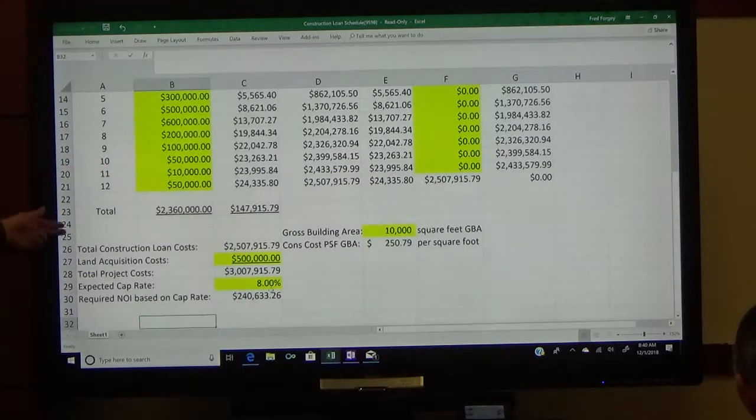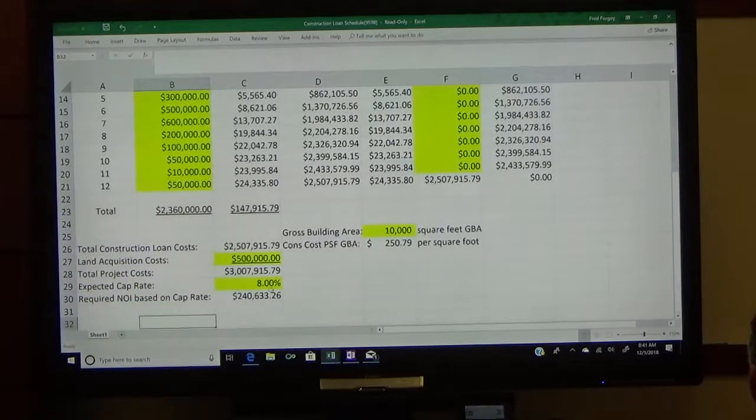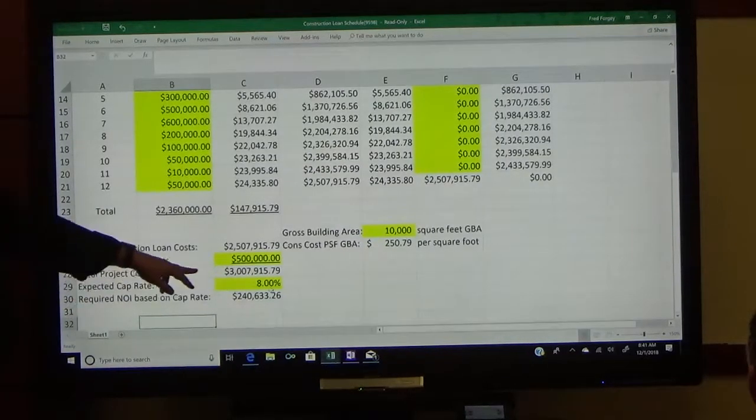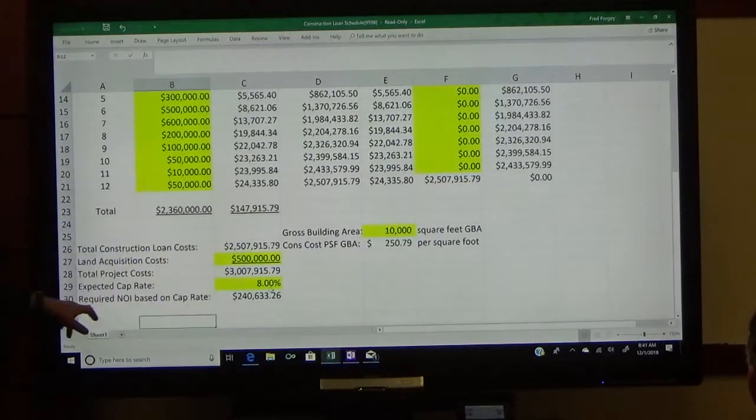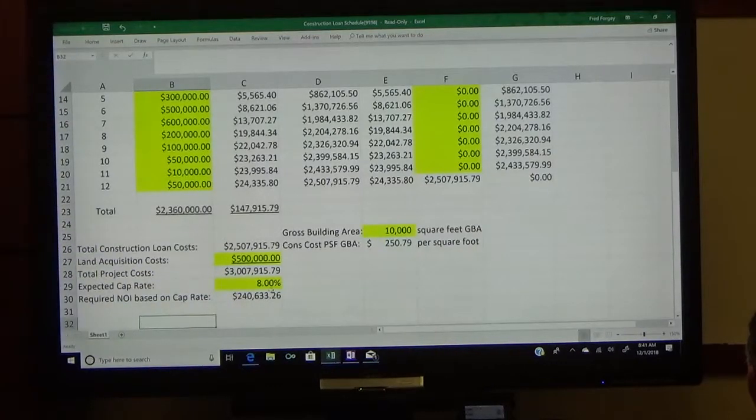Okay, so taking the construction loan, adding in whatever your land costs are to get the overall project cost of $3 million. And then in this case, if we were to apply a cap rate to that of 8%, that would mean we would need a required net operating income of $240,000 per year in order to meet the base level requirements of this deal. Then you can begin to pop that number back into your pro forma and see whether or not it makes any sense.